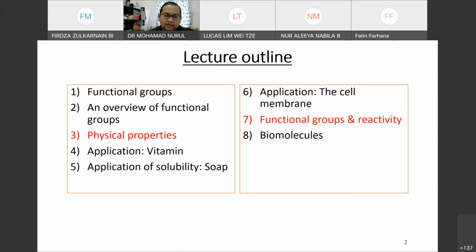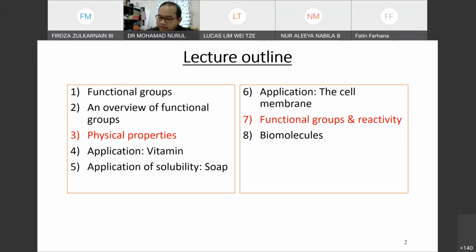And the fourth one is application of solubility. The easiest example is soap, because it has hydrophobic and hydrophilic parts. And also the application to cell membranes. Anybody who is from a biology background will learn about these: ionic channels, and how they allow the ionic elements to enter the channels. And lastly is functional groups and reactivities. As we know, a more electronegative bond will give different effects, and also biomolecules like proteins, enzymes, and so on.